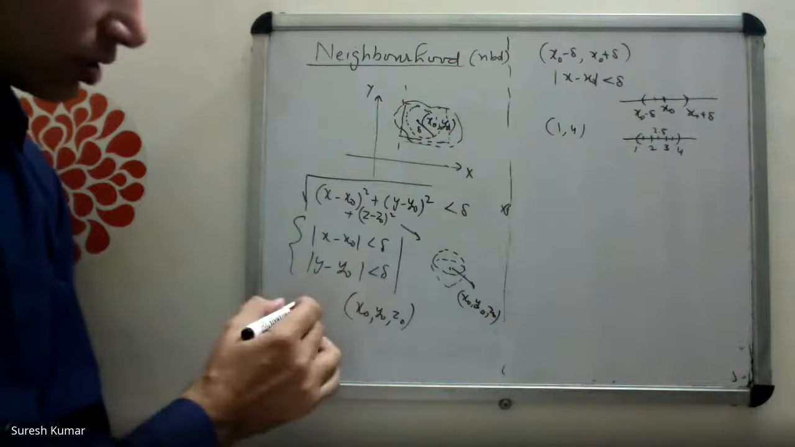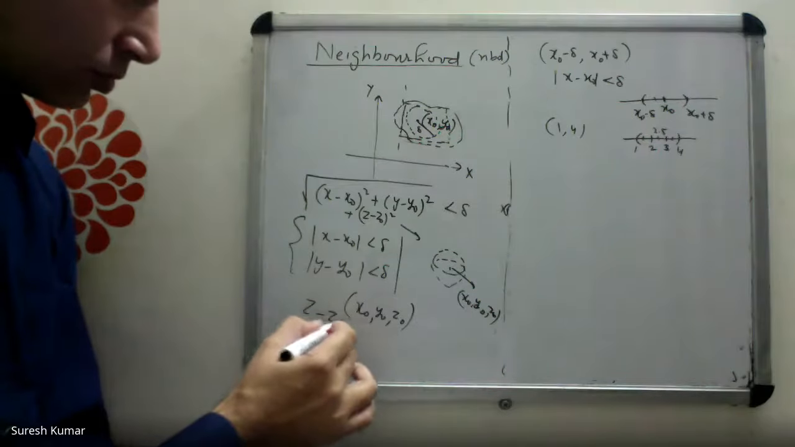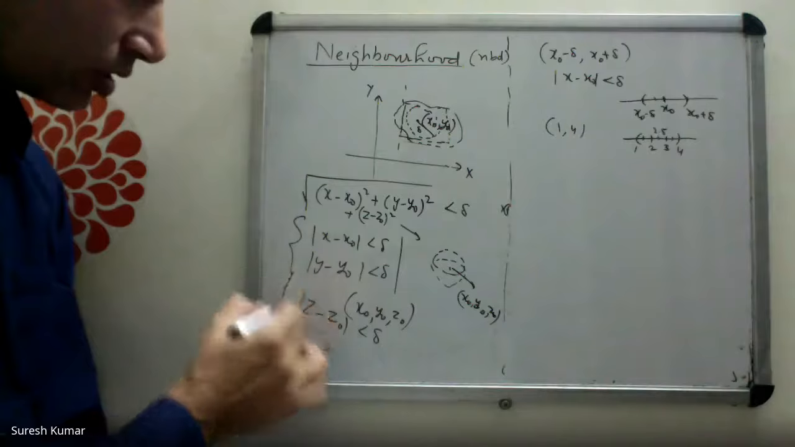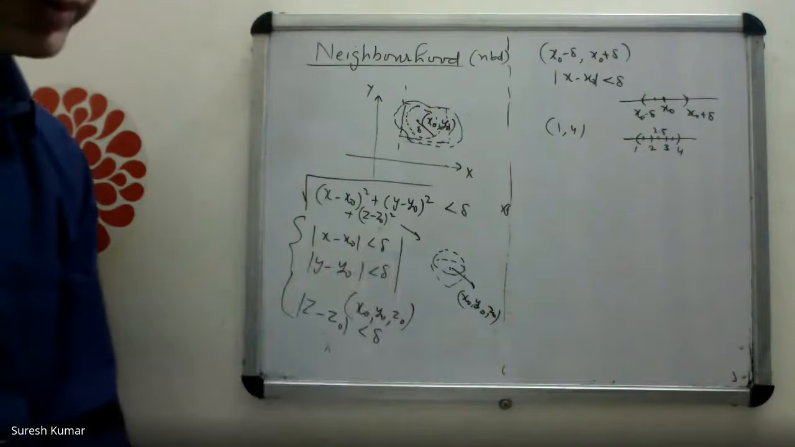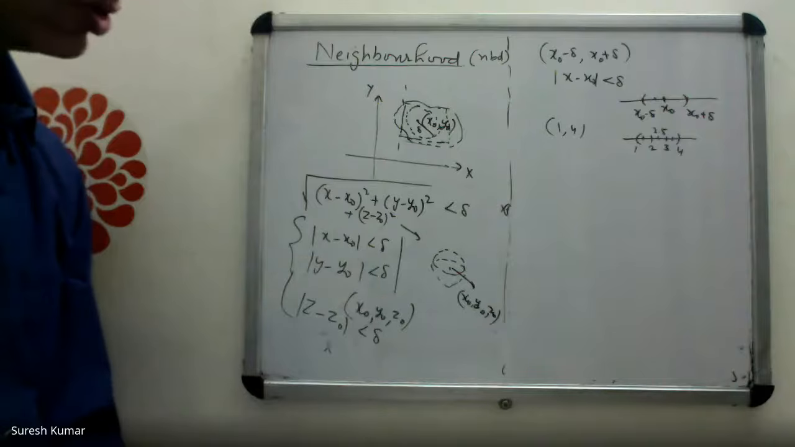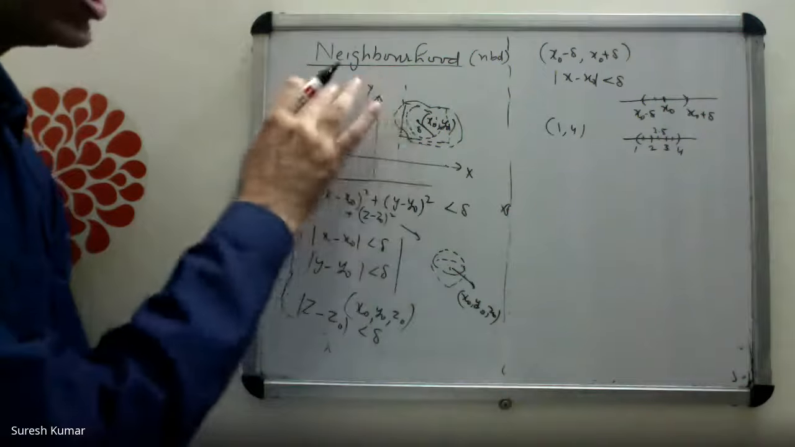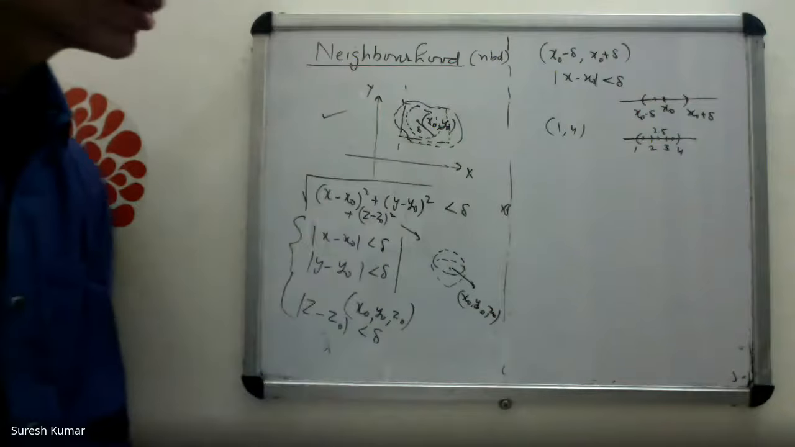You could construct this neighborhood also, adding one more inequality here. Then this is a cuboidal neighborhood. Okay, so you understand this. Mainly we will be discussing functions of two variables, so let's focus on these.